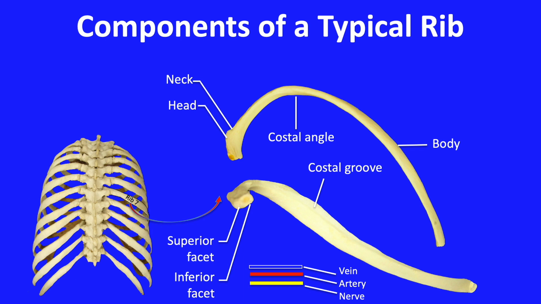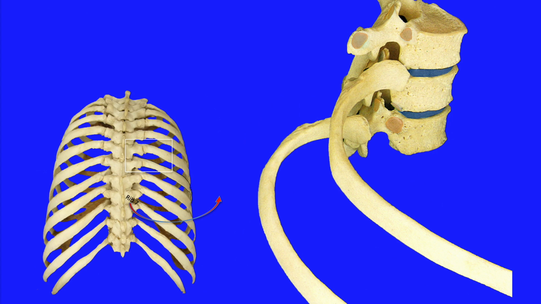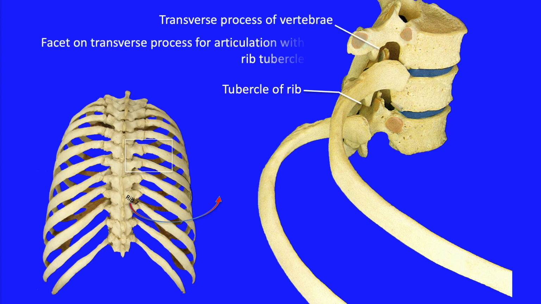If I now zoom in on how the ribs articulate with the vertebrae, I can label a few additional features of the rib. For example, there's also a tubercle on the ribs for articulating with the facet on the transverse process of the corresponding vertebrae.